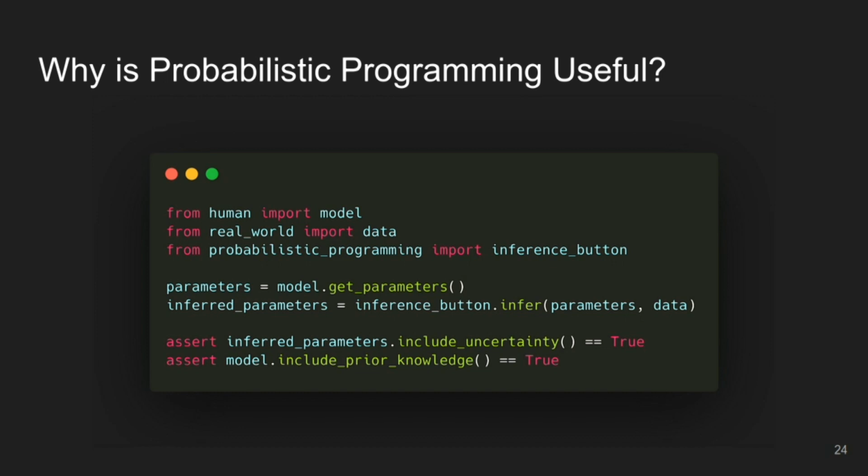We are all Pythonistas here, so this is how the probabilistic programming framework would look in pseudocode on Python. We, the humans, are the ones who define our model. From the real world, we have the data, and from probabilistic programming, we have the inference button. The model we define has parameters, and we tell the inference button: given the parameters I defined and the data I gathered, infer my parameters. And we would pass these assertions, because the inferred parameters include the uncertainty, since these are probability distributions, and the model includes our prior knowledge, because we are the ones who define our model. So that's a pseudocode of probabilistic programming.